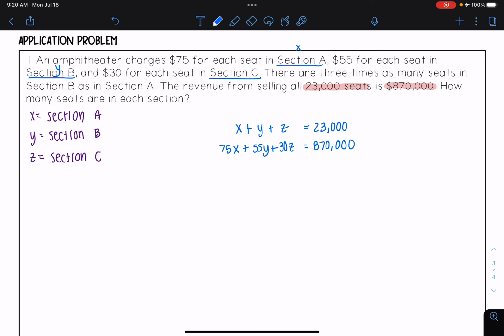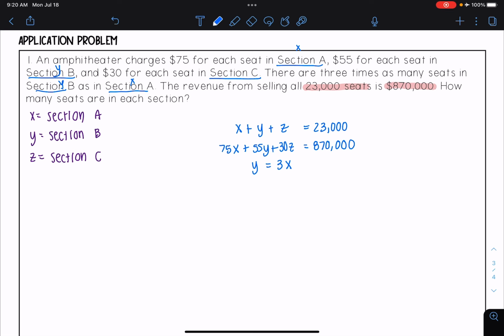And then I see in the second sentence it says there are 3 times as many seats in section B as in section A. So there's 3 times more in section B than there are in section A. So that means that Y is going to equal 3 times X, because Y is section B, X is section A. And so those are the 3 equations that I get.